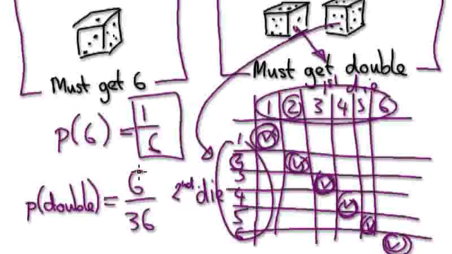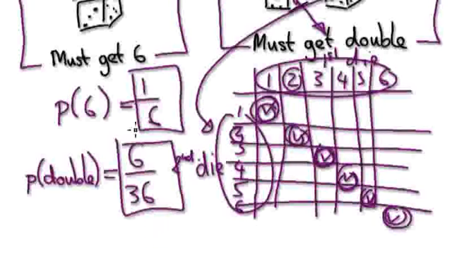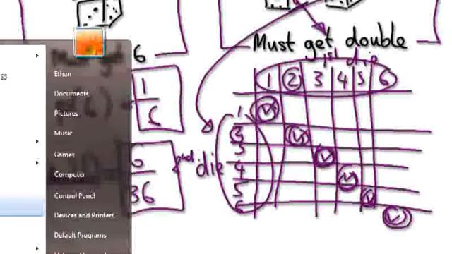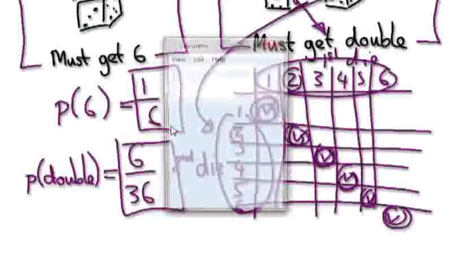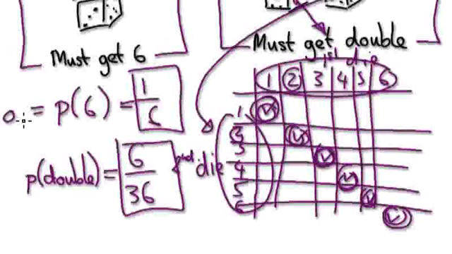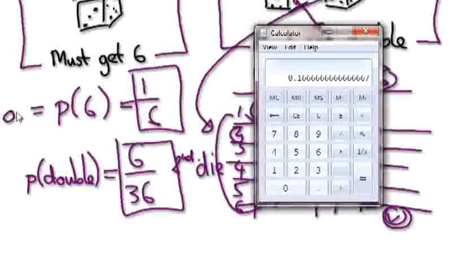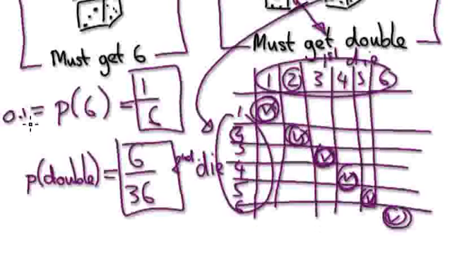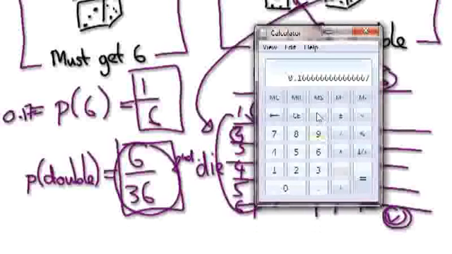And it turns out that this is the same as this, because if you get a calculator and convert 1 over 6 to a decimal, 1 divided by 6 equals 0.17. And if you get 6 divided by 36, that also equals 0.17.